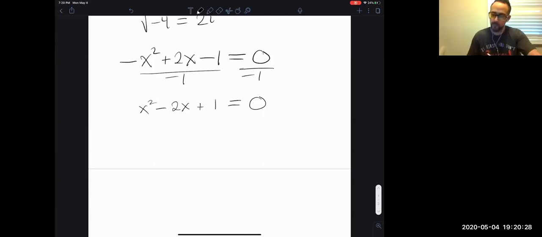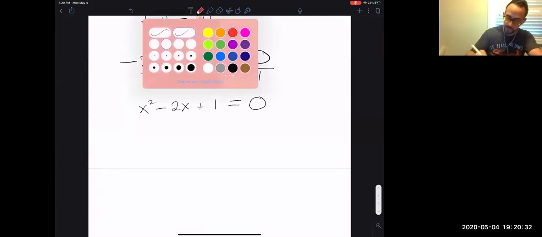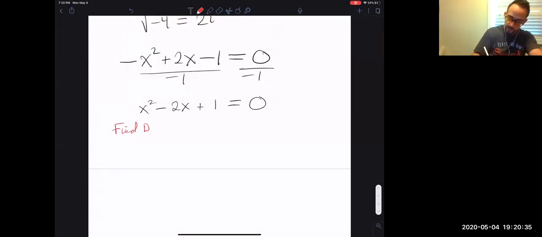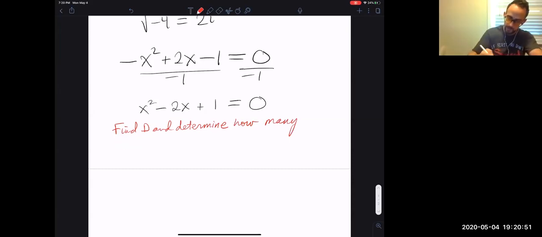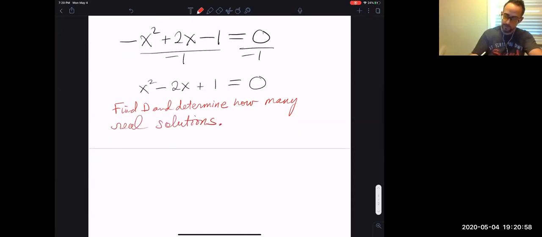Okay, so we need to do those specific directions. Find the discriminant and determine how many solutions. Is that what it says? Does it say how many real solutions? Okay, how many real solutions? Okay, so to do that, B is the discriminant.